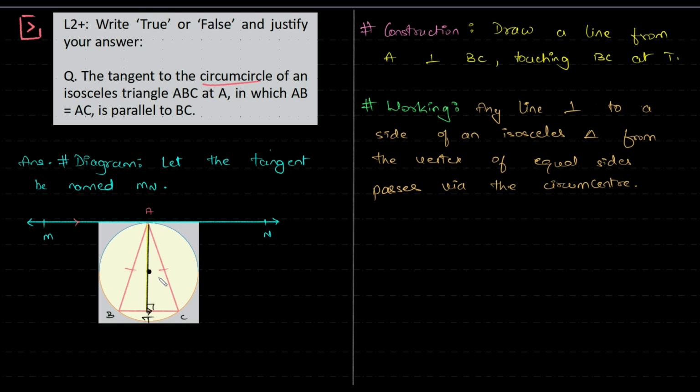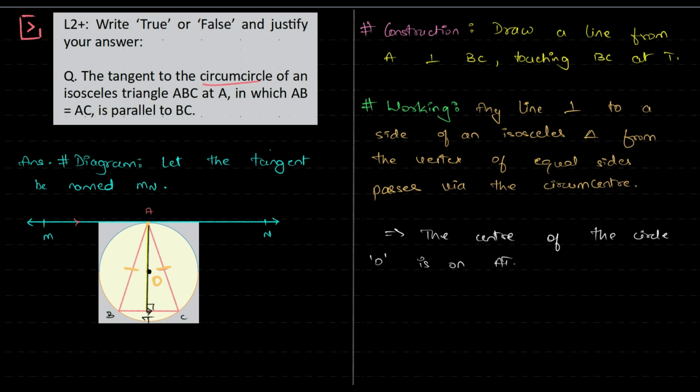So what we are trying to say here is AT, which is a perpendicular line, is drawn from a vertex, an edge of the isosceles triangle, which has the equal sides. The equal sides of the isosceles triangle meet at point A. And so any line that is perpendicular will pass through the circumcenter, that is, it passes through the center O. And so we have the center of the circle O on AT.